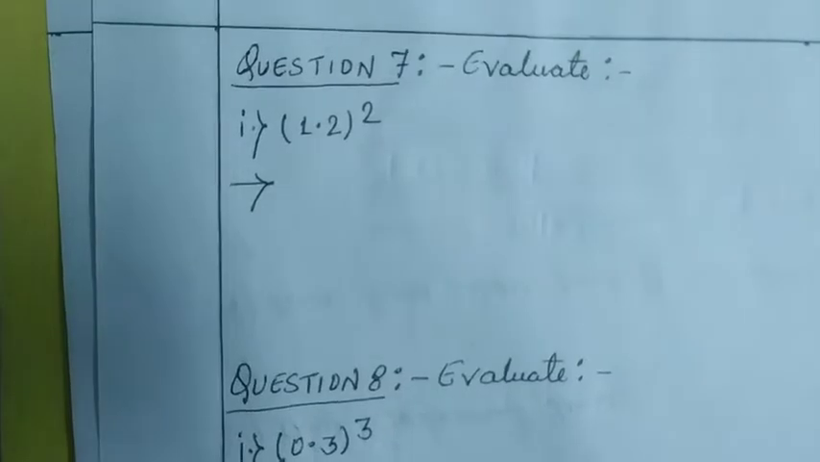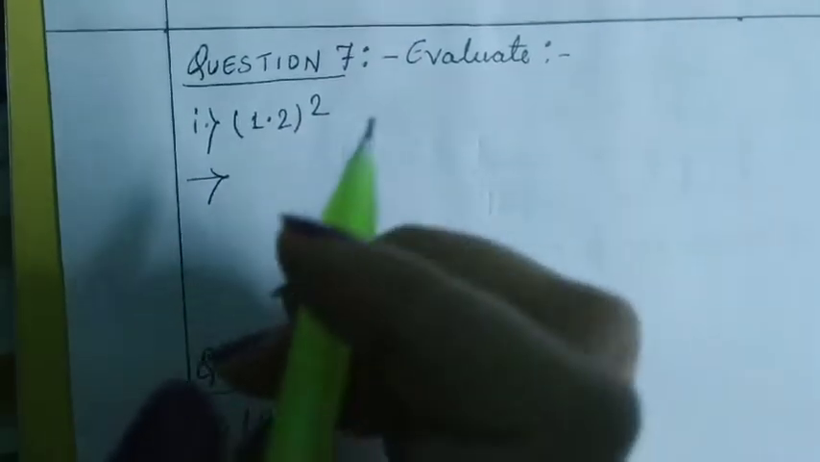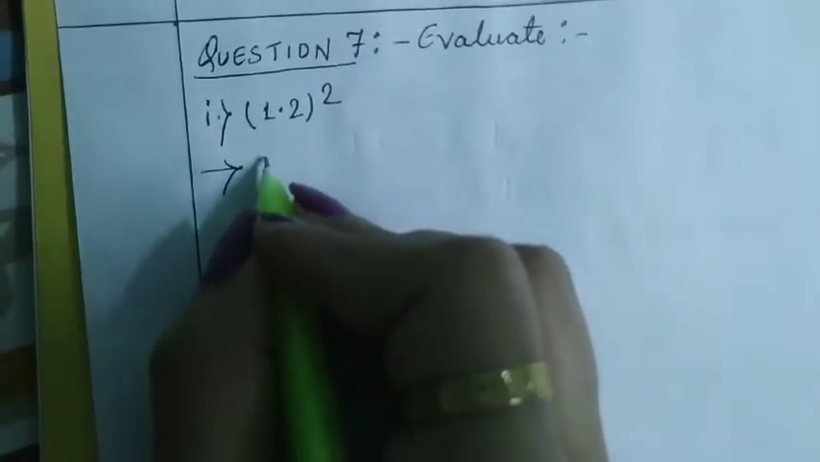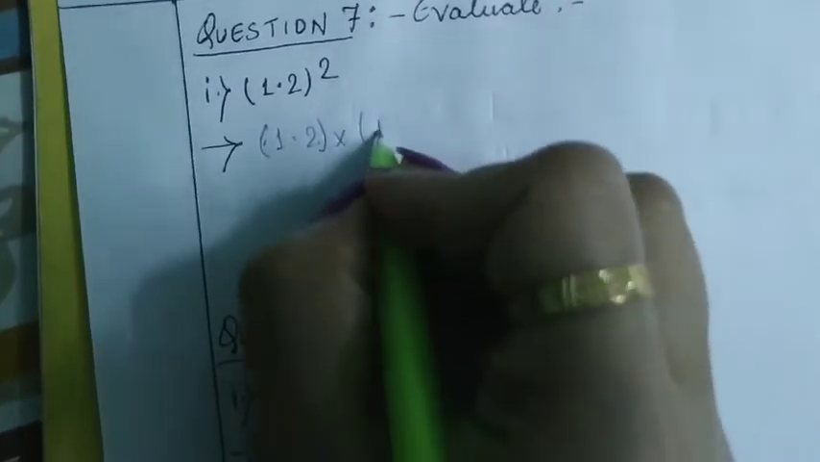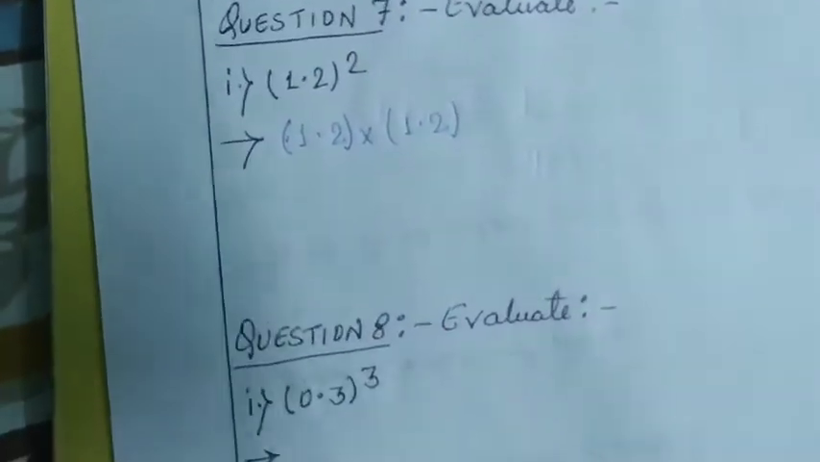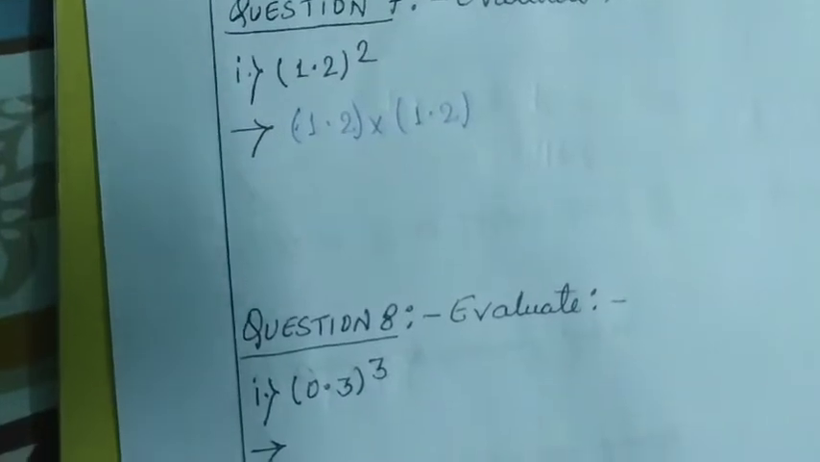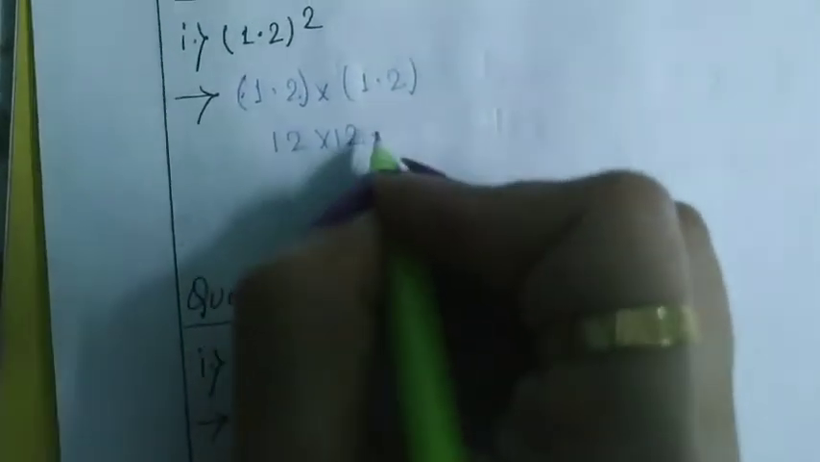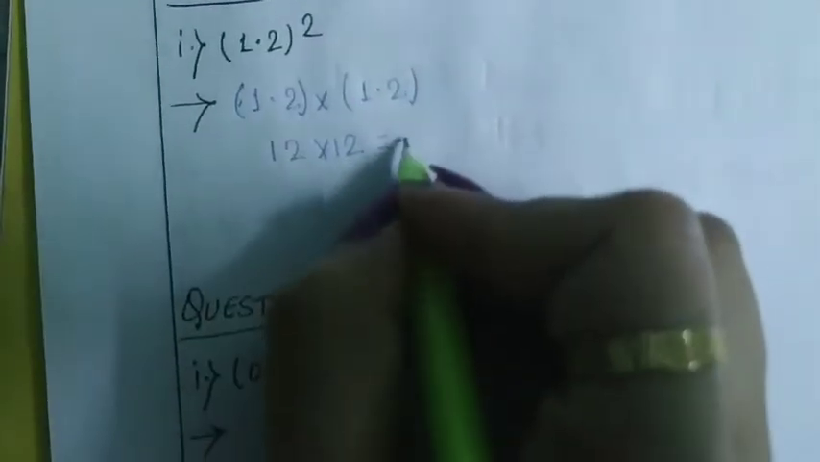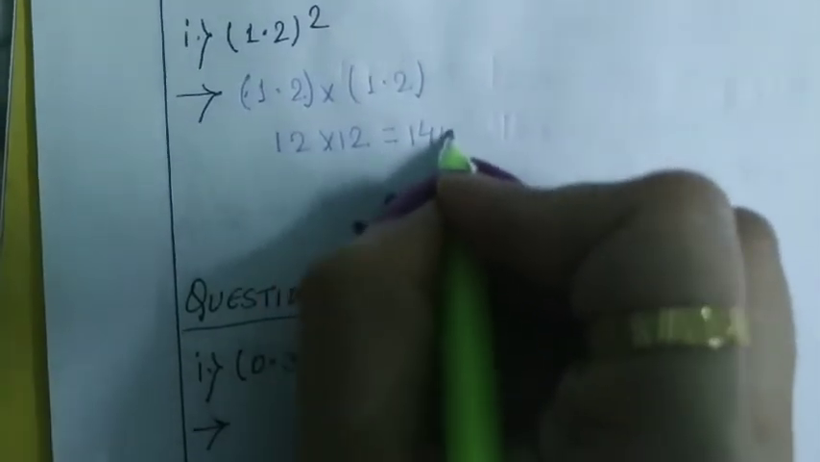Question number 7. Evaluate 1.2 whole square. That means 1.2 into 1.2. So we will first multiply the numbers without the decimal point. That means 12 into 12. After multiplying 12 into 12, we will get 144.